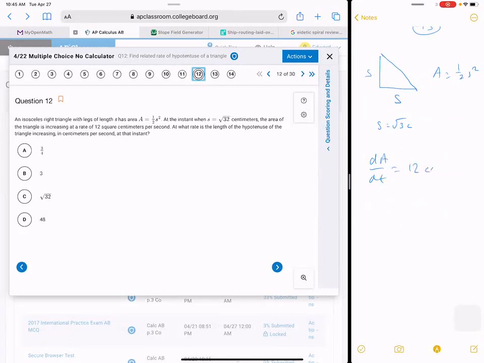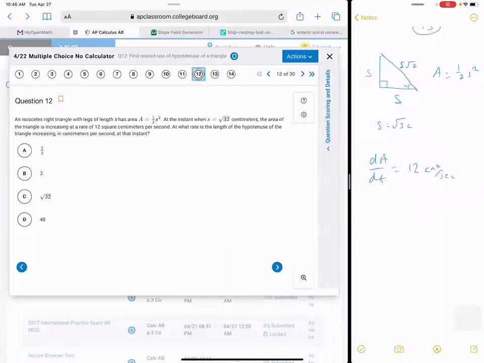square centimeters per second. That's why I use a dt on the bottom. At what rate is the length of the hypotenuse of the triangle increasing in centimeters per second at the instant? So we have a rule for this triangle. It's an isosceles right triangle, so that's a 45-degree angle. So we know that's s square root of 2. Are we okay with that? Isosceles, and it's a right triangle, so it's a 45, 45, 90. Everyone cool with that so far?